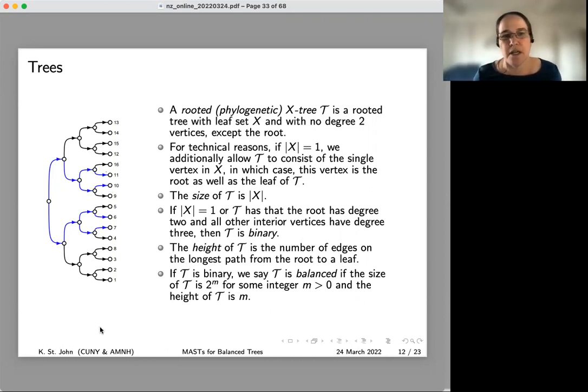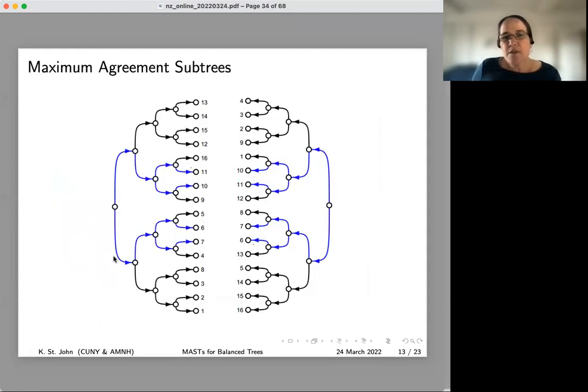So this is an example on 16 leaves, and I'll explain what the blue arrows are in just a sec, but that's our trees. What we're interested in is taking these 2 trees and asking what is the largest subtree that they agree on. Just in terms of this picture, if I have a balanced subtree, and for example, in this tree I chose 11 and 10, I have to choose 11 and 10 over here. The leaves have to match. And let's say I chose 6 and 7, and I have to choose 6 and 7 in this tree.